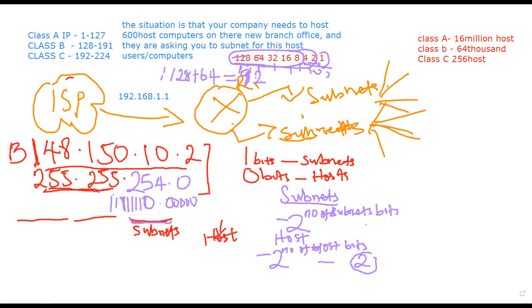Now, let's just try this host. If we try to calculate for host 2, we have this time 9, we have 9 minus 2. Now, if we do this, what would 2 to the power of 9 give us? It should give us something less than the 600 hosts that we're looking for. 2 to the power of 9 is 512, which means the total hosts we will get here will be 510, which is below our requirement.